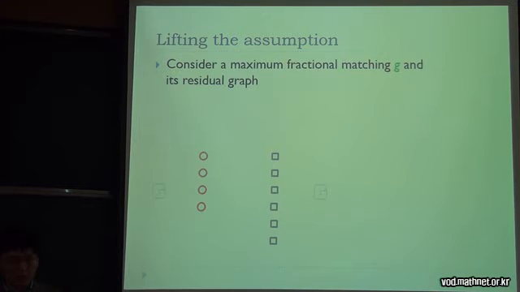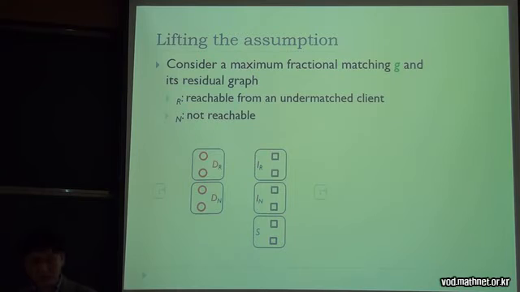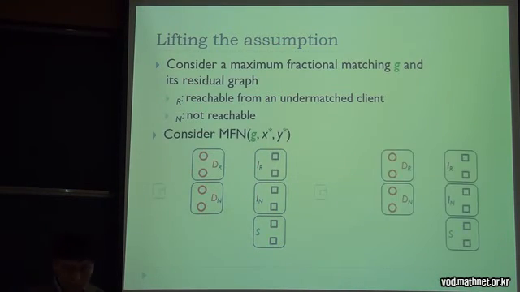But I will do something very similar. I'm going to consider a maximum fractional matching G and the residual graph in the single commodity flow network that was used to find the maximum matching. And now I'm going to partition the set of clients and the set of facilities into a few sets. Everything with subscript R is the set of vertices that are reachable from an undermatched client in the residual graph. Subscript N is the other vertices. So some of the clients are reachable from an undermatched client, some of them are not. And I have also applied the same criteria for the nearly integral open facilities, and small facilities are small. Now I'm going to consider the multi-commodity flow network that corresponds to that case, and I will observe what happens in these 2 graphs.